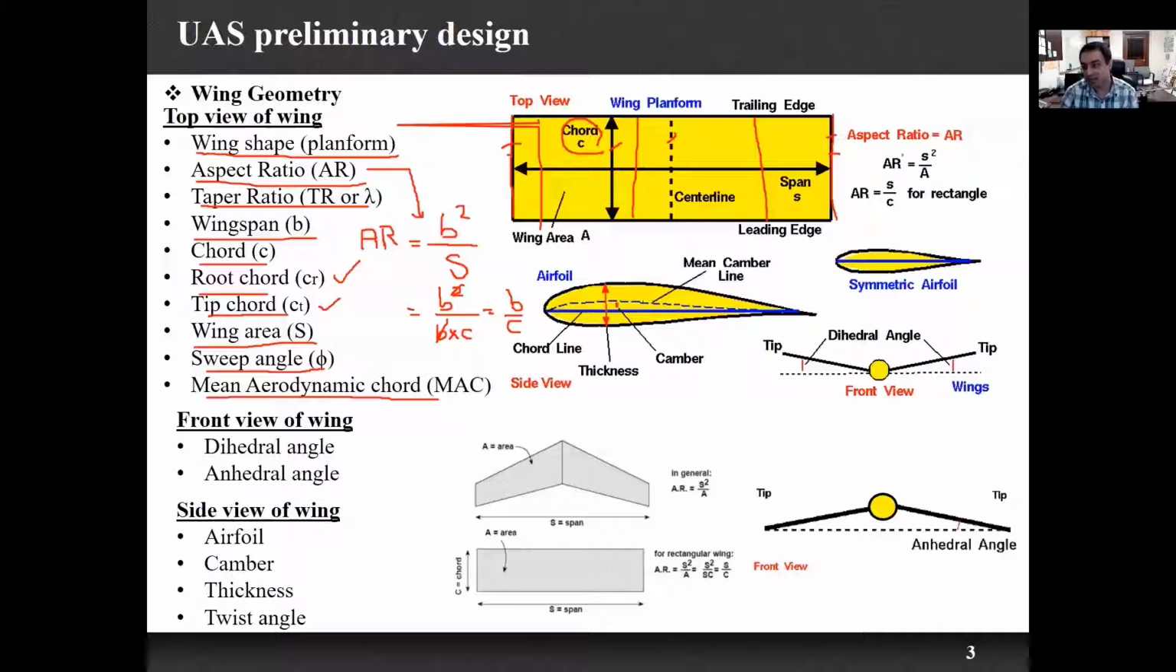So this is something with a different notation that we can see here. This has been considered as wingspan equal to S and surface area as A. So it's exactly like this equation, but with different notation.